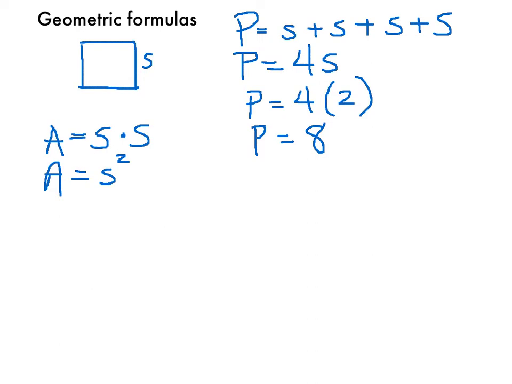If we substitute the number 2 for the S of this formula, we can say that area equals 2 squared, or solve the problem, A equals 4 units squared.